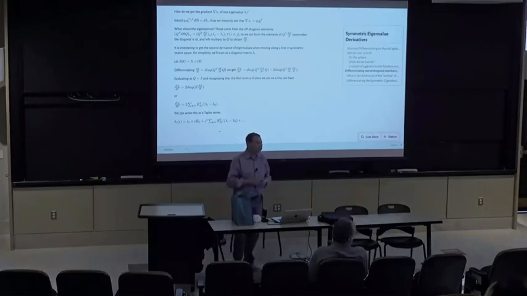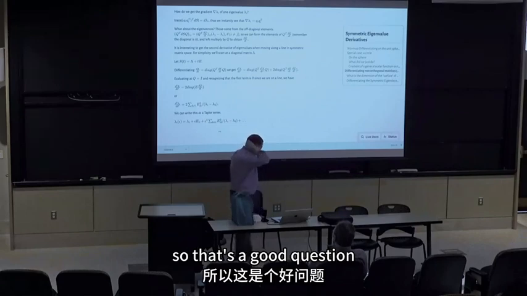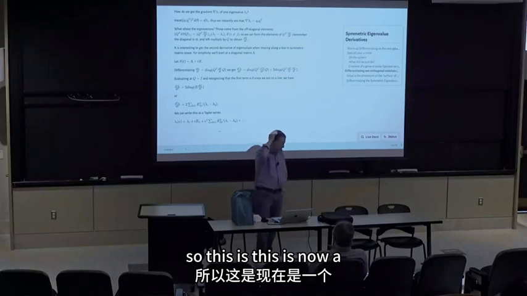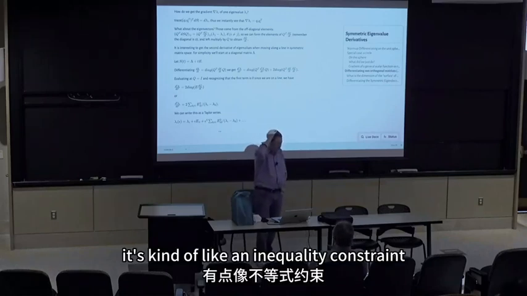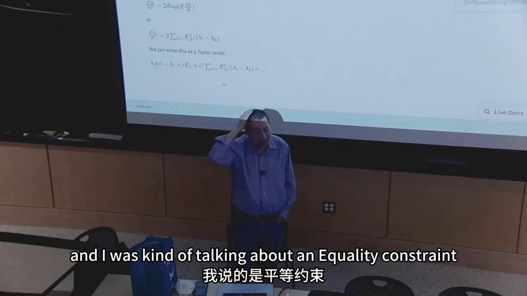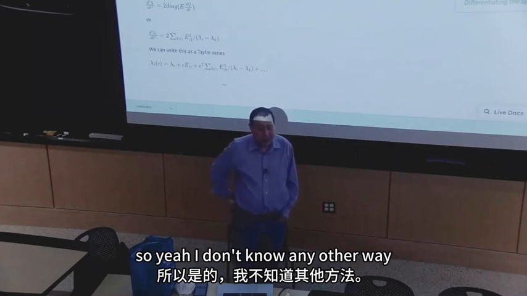Two questions, actually. What if, for example, sometimes I want to take the derivative constrained to something like the positive semi-definite matrices? Do I have to always check that I'm inside the set so I can go anywhere, and then if I'm on the boundary, then I do this? I think so. That's a good question. So this is now like an inequality constraint, and I was talking about an equality constraint. So, yeah, I don't know any other way.